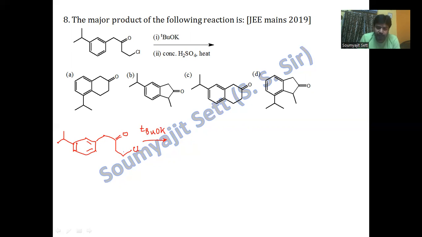Potassium tertiary butoxide. So at first elimination will occur. This is the beta hydrogen with respect to this Cl. So tertiary butoxide, the base, will abstract this proton and we will get this molecule at first.